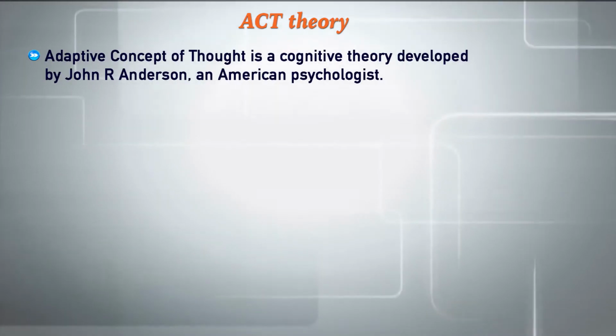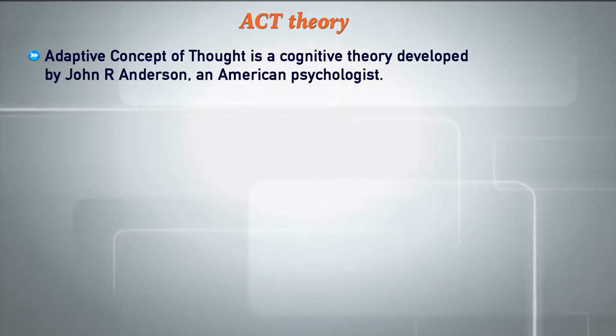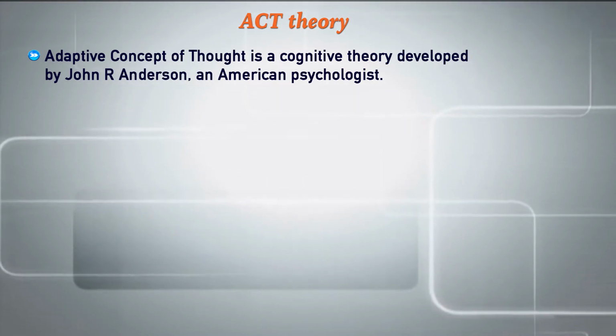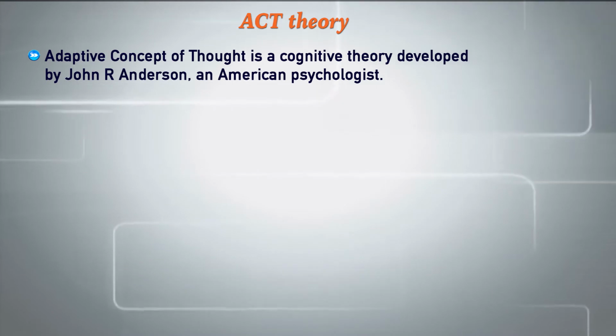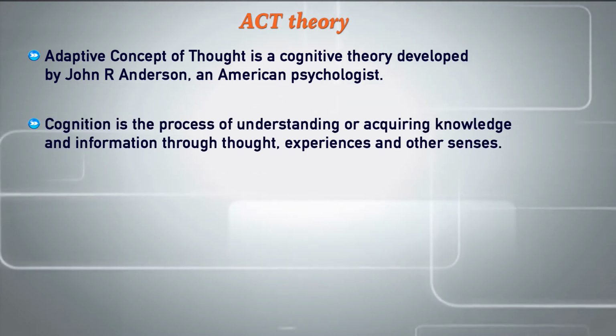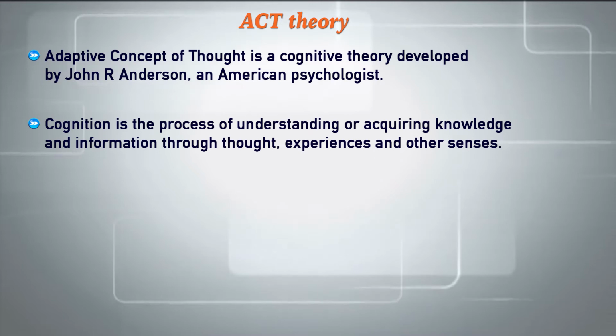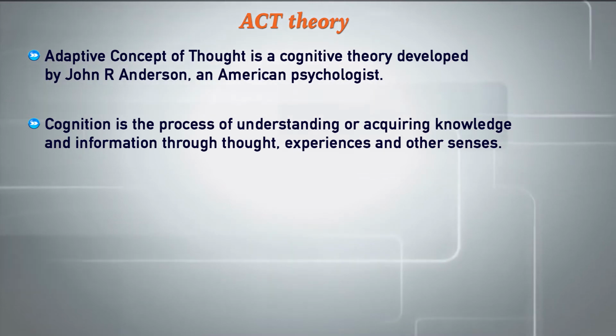The next theory is the ACT theory, or adaptive concept of thought, which is a cognitive theory. It was developed by John Anderson, an American psychologist. He was trying to explain the theory through the cognitive process. Cognition is the process of understanding or acquiring knowledge and information through thought, experience and other senses.